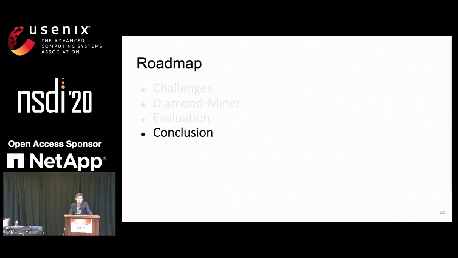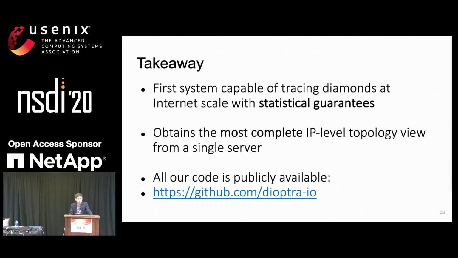To conclude my talk, I would say that Diamond Miner is the first system capable of tracing diamonds at internet scale with statistical guarantees. And it can obtain the most complete IP-level topology view from a single server. And all our code is publicly available at this address. So thank you for your attention, and I'm happy to take questions.